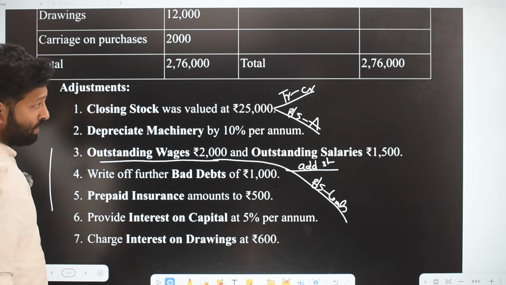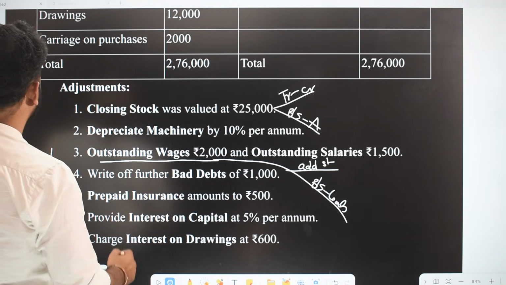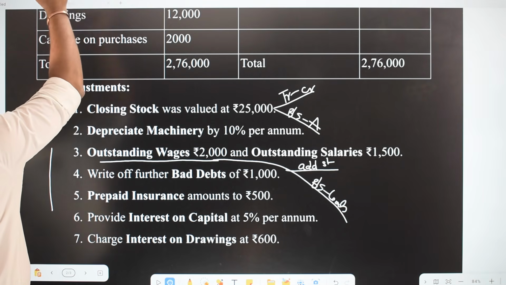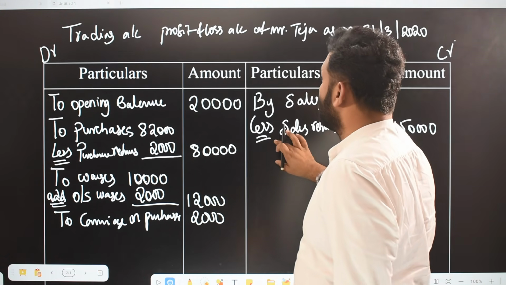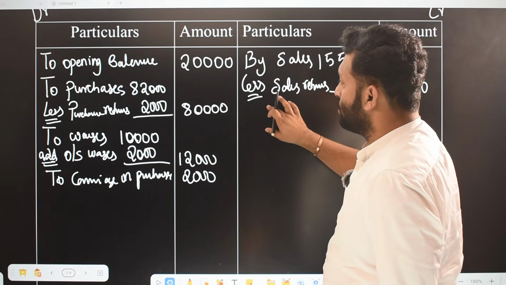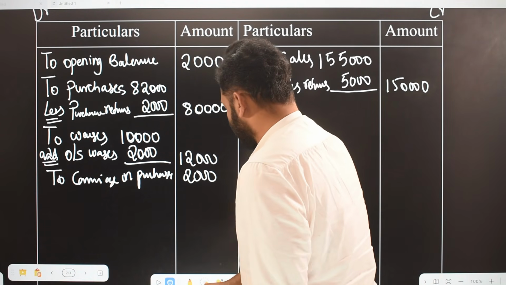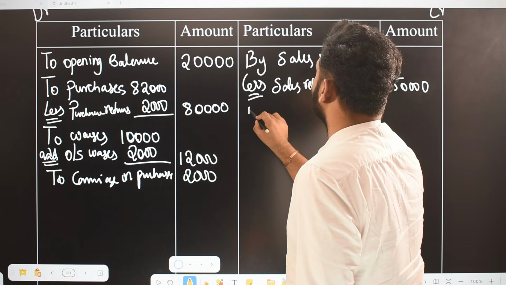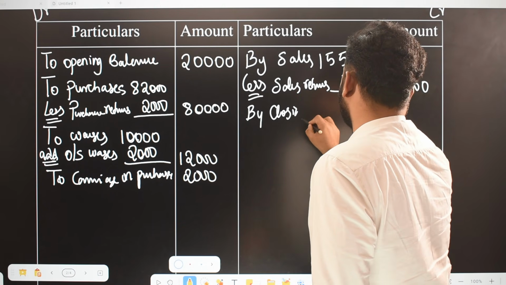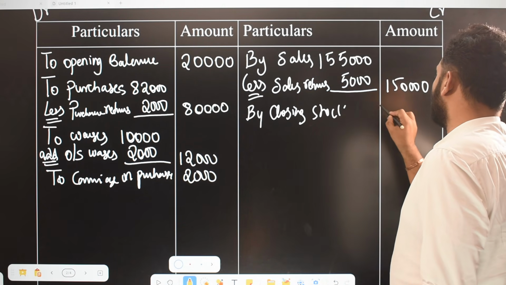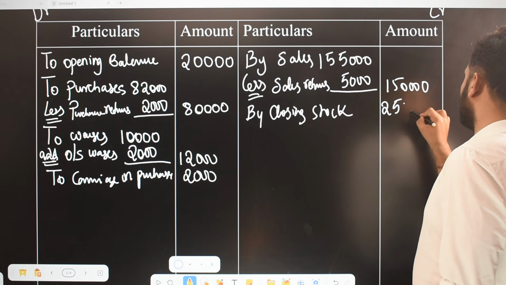So post it on the credit side of trading account, closing stock 25,000. By closing stock. See, for the credit entries you have to write the prefix of 'By'. Clear? By closing stock 25,000.